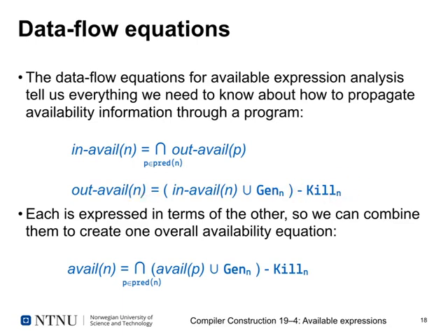And you see the one is expressed in terms of the others, so we can put that one here, or we can put that one here. So we can combine both to create an overall availability equation. Available expressions at a node n is the cut set of all the predecessors of node n of the available at that predecessor, joined with the ones generated in our current instruction, minus the ones killed in our instruction.